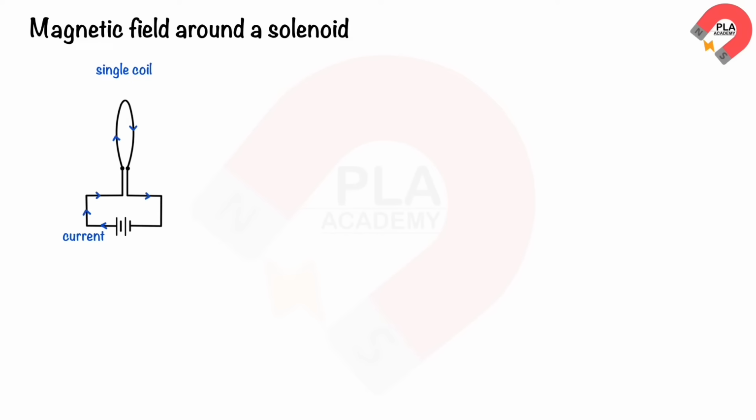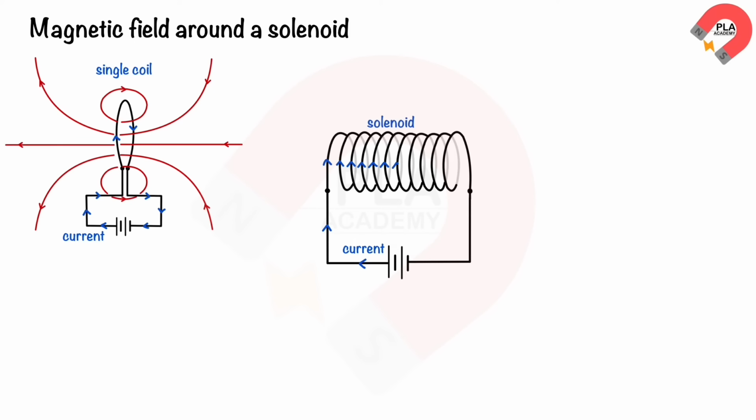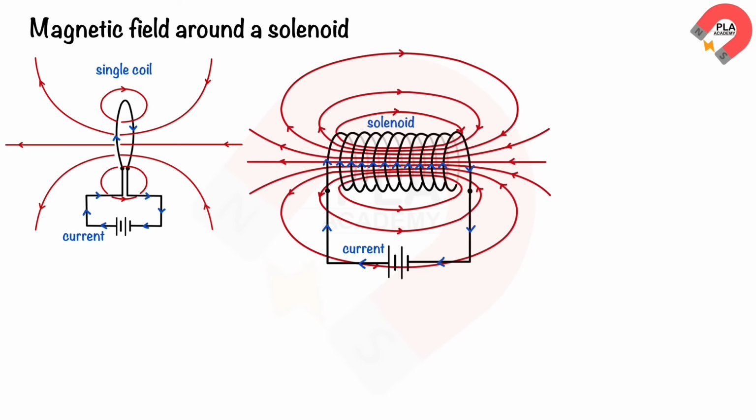Magnetic field around a solenoid. When a current flows through a wire that is looped into a coil, the magnetic field lines circle around each part of the coil, passing through the center of it. When a current flows through the wire that is coiled to form a solenoid, this causes the magnetic field strength to increase. The stronger the magnetic field strength, the greater the number of field lines.